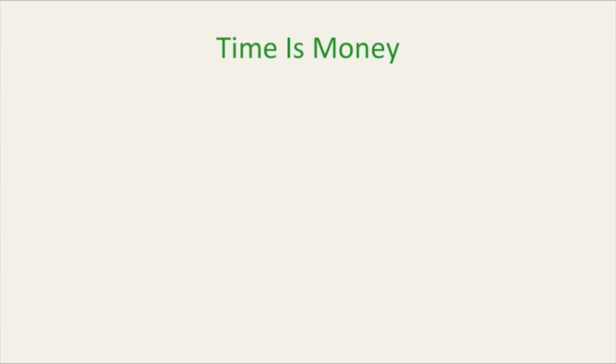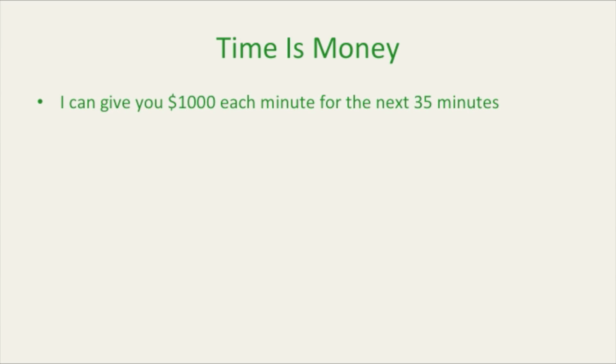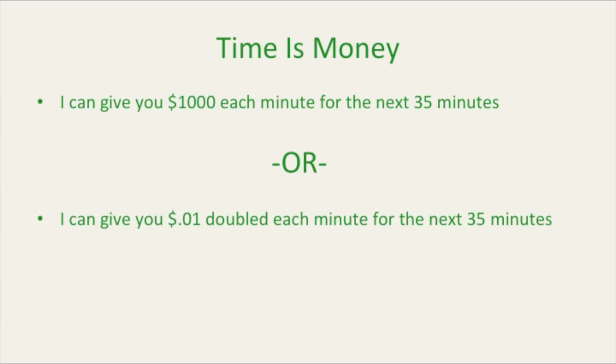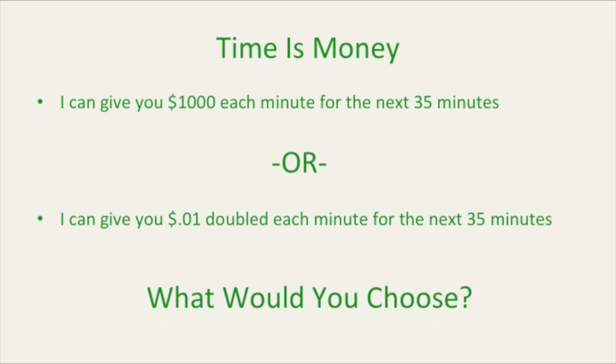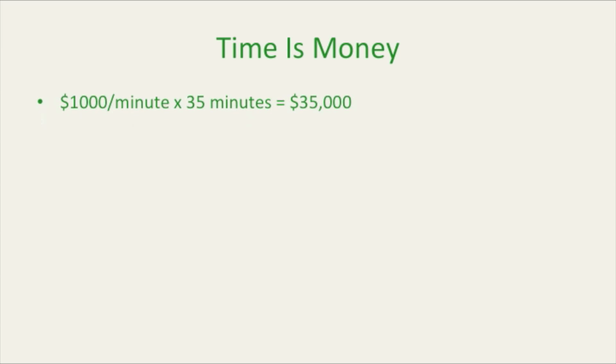And let me illustrate that for you here. Let's say I can give you $1,000 each minute for the next 35 minutes, or I can give you a penny doubled each minute for the next 35 minutes. Which option would you choose? Well, let's take a look at this. If I give you $1,000 a minute for the next 35 minutes, you're going to end up with $35,000, right? Now, if I give you a penny and double it each minute for 35 minutes, what do you get?